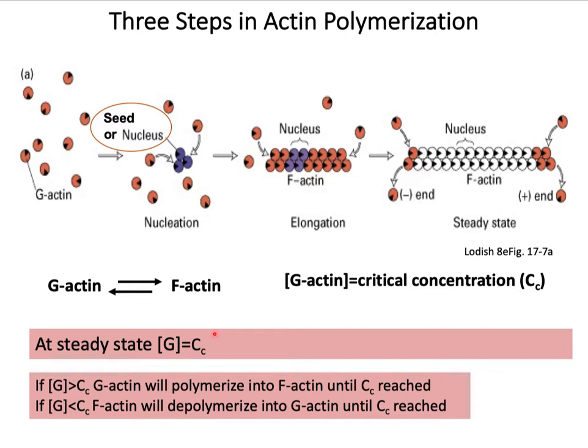So if the concentration of monomer is greater than the critical concentration, it will drive the reaction, in this case, from the left to right to form the filamentous actin from the monomers. On the other hand, if the G-actin concentration is less than the critical concentration, then the reaction will be driven in the opposite direction. F-actin will become depolymerized to G-actin. Again, until the critical concentration is reached, at which point you will have a steady state. So this is a very simple biochemical reaction, and it's very easy to think about it that way.